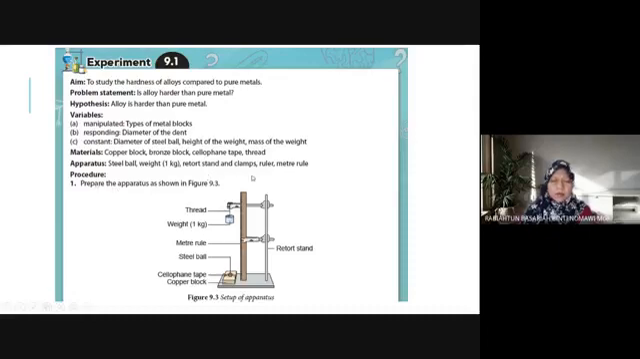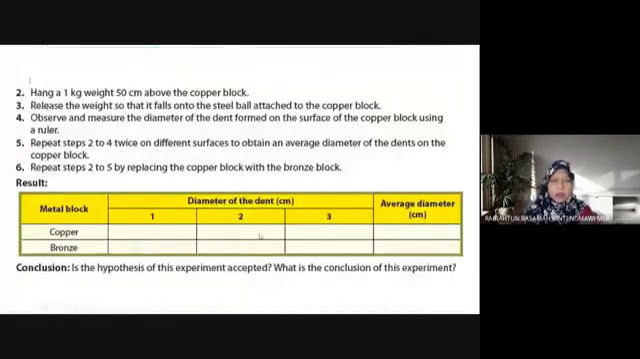So procedure, first of all, we have to prepare like this. Make sure you put a ruler to measure that the height is the same when you repeat the experiment with bronze. We start with the copper and then we repeat with bronze. Hang a 1 kilogram weight 50 centimeters above the copper block. Release the weight so that it falls onto the steel ball attached to the copper block. Observe and measure the diameter of the dent formed on the surface of the copper block using a ruler. Repeat steps 2 to 4 twice. You repeat it twice on different surfaces.